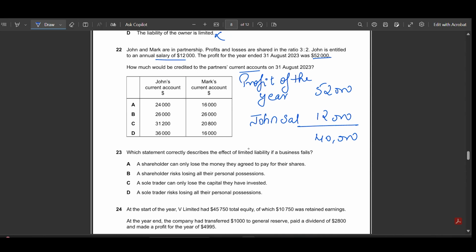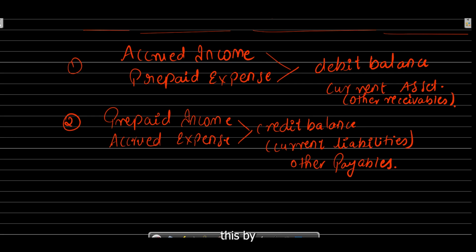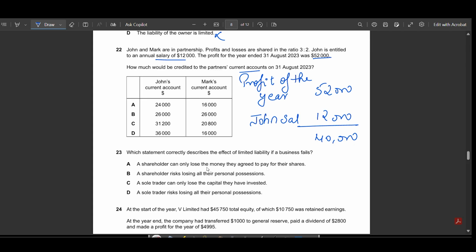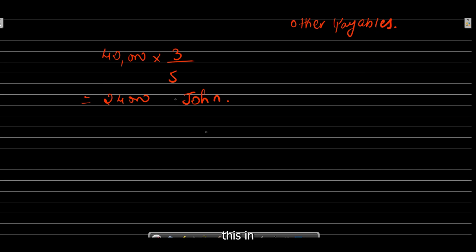So 40,000 into 3 divided by 5. This will come to 24,000 for John. And for Mark, the ratio is 2. So 40,000 into 2 divided by 5. This will come to 16,000 for Mark.